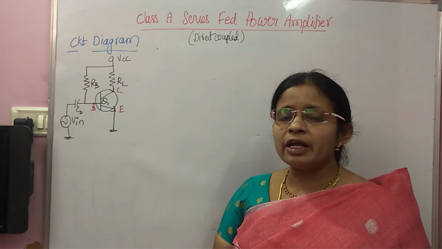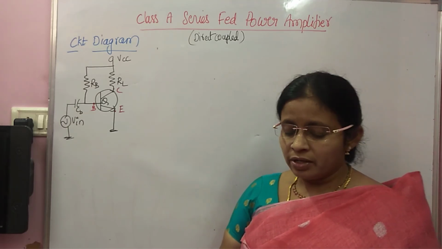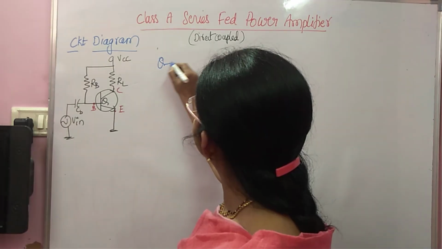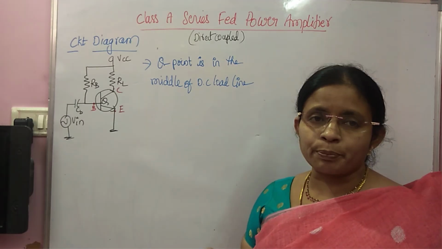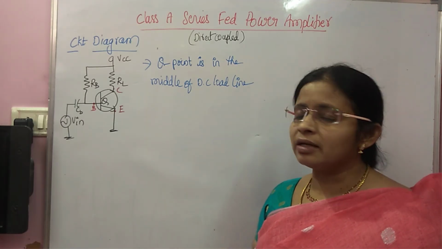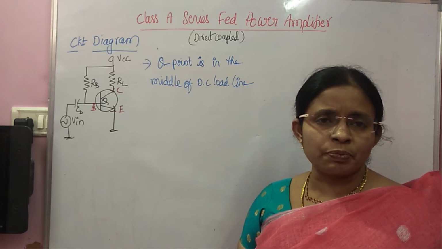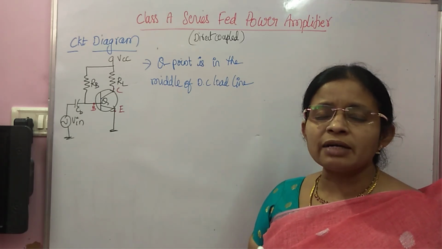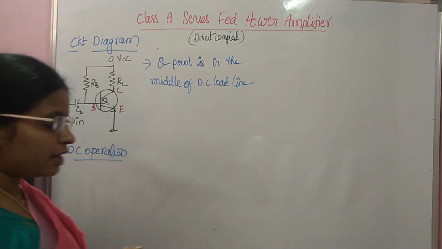We know the operating point for Class A is the middle of the DC load line. So the Q point is a very important point. Now we'll start one by one: finding DC input power and finding AC output power. For that we'll start with the DC operation. What's the meaning of DC operation?